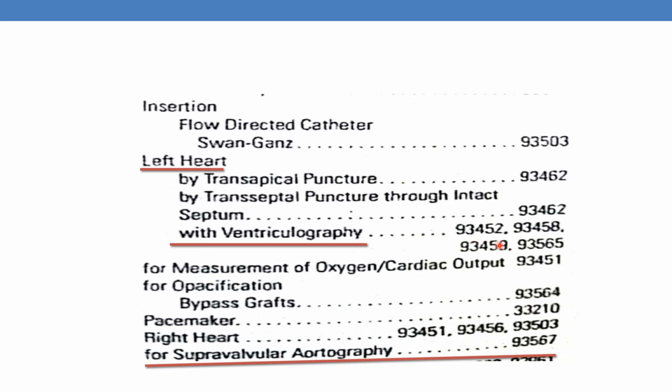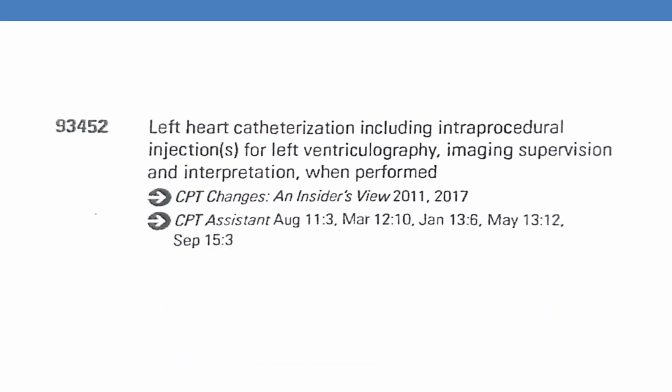So the first CPT is 93452. Let us see what is 93452. Then again we'll go for the description of 93567. For supravalvular aortography, there is only one CPT, that is 93567, so you need to report this CPT also. If we go for the description of 93452, you can find left heart catheterization including intra-procedural injection for left ventriculography, imaging, supervision and interpretation when performed. So for left heart catheterization with left ventriculography, the CPT is 93452.